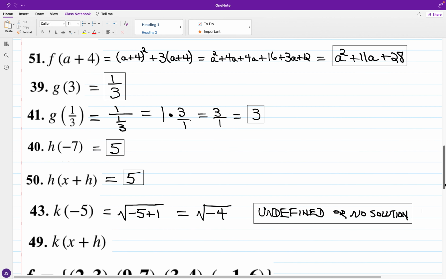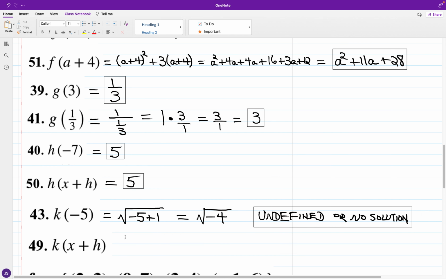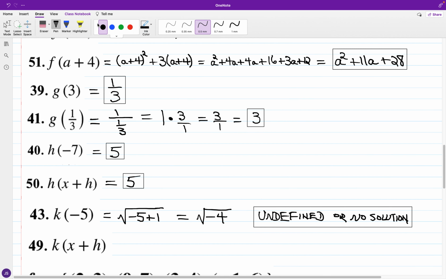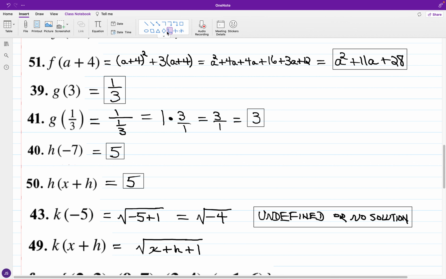Now, for x plus h, again we're still dealing with k, and k of x is equal to the square root of x plus 1. There's very little to do here. Once you replace x with x plus h, we just have x plus h followed by the addition of 1, and there are no like terms to combine, so the square root of x plus h plus 1 winds up being the final output.